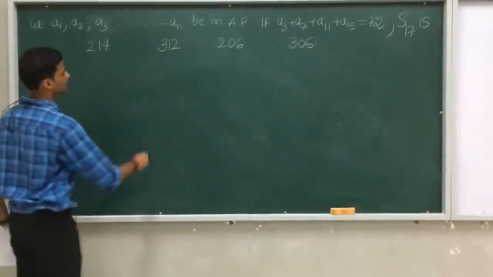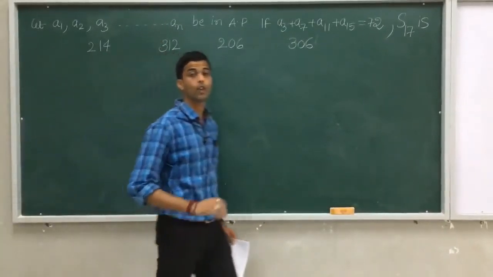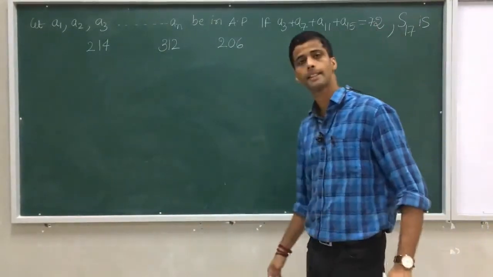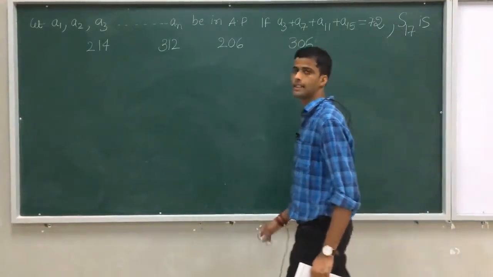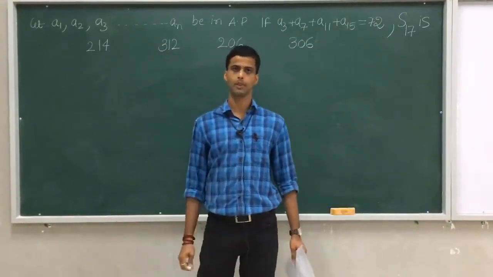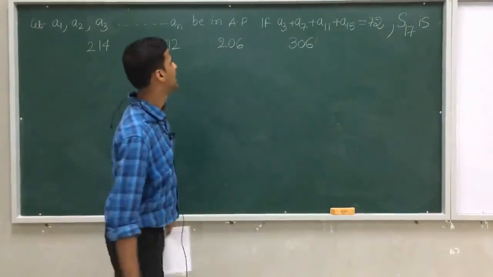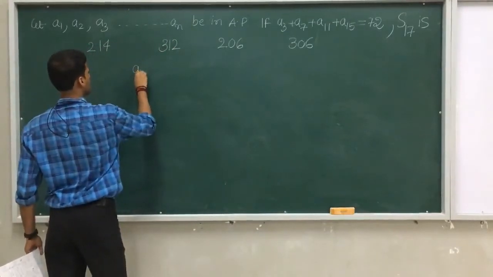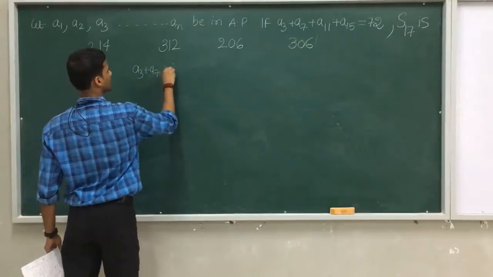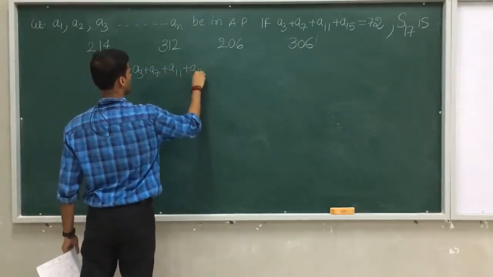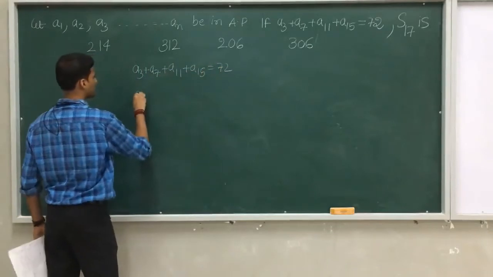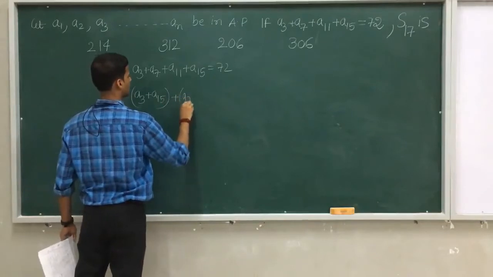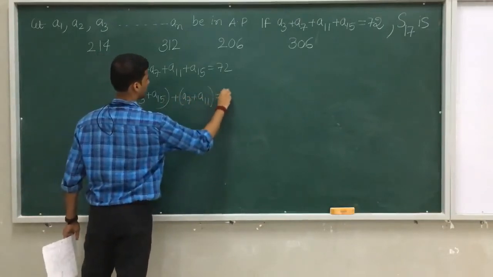What is given here is that they are in AP, meaning their common difference is the same. I can say A3 minus A2 is the same as A2 minus A1, or An minus An minus 1 is the same as A2 minus A1, because they only told us it is in AP with common difference d. But how to use S17? What I will do here is take A3 plus A7 plus A11 plus A15 equal to 72, and make A3 plus A15 one group, and A7 plus A11 another group.